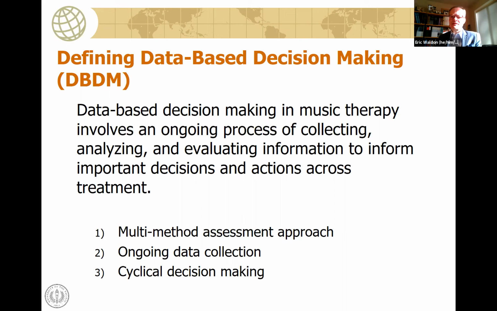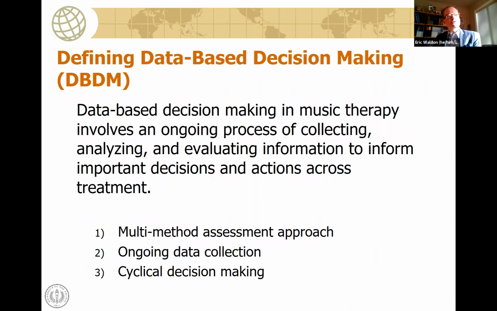And again, I think that's quite understandable. So what we're doing here is presenting the data-based decision-making model as a frame to understand how music therapy assessment works across the entire treatment process. So how do we define a data-based decision-making model?